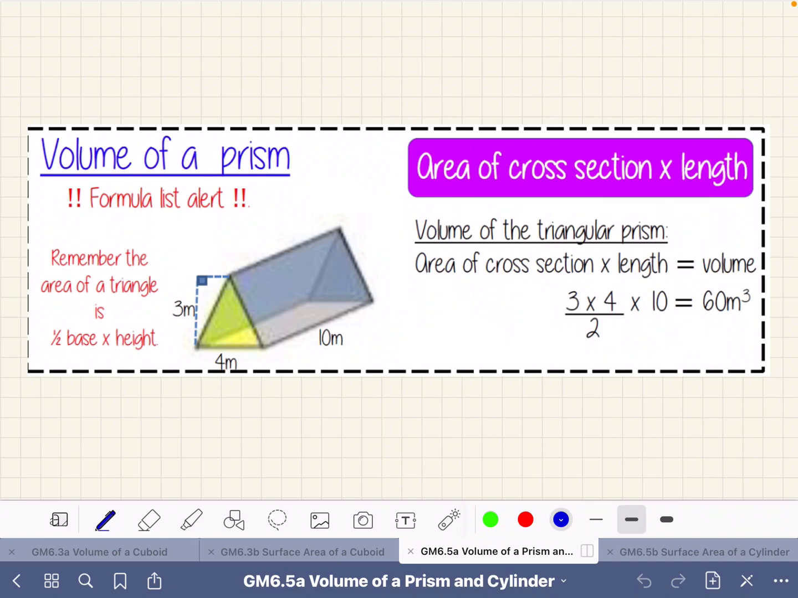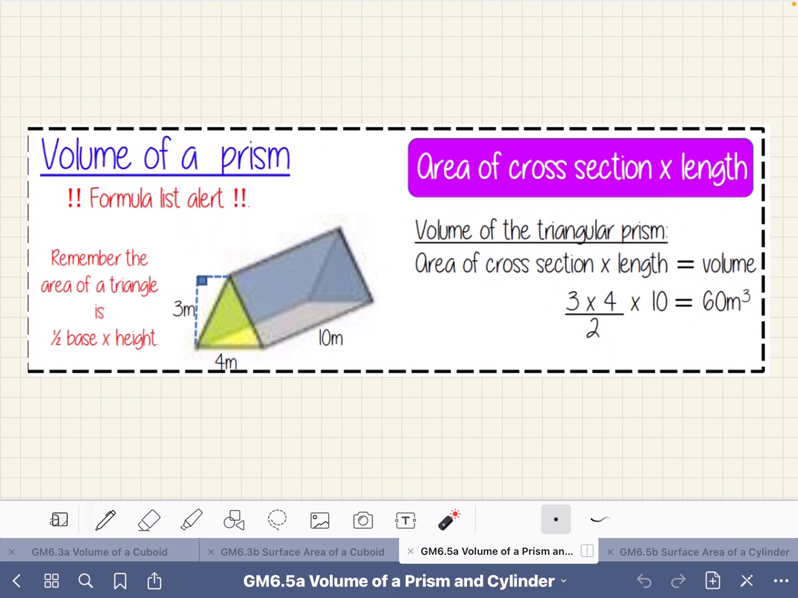In this video, we will look at the volume of a prism. Now, it's really important to remember that this formula is given to you on your formula sheet. Okay, so page 2 of your exam, we are told that the area of a cross-section multiplied by the length is equal to the volume.